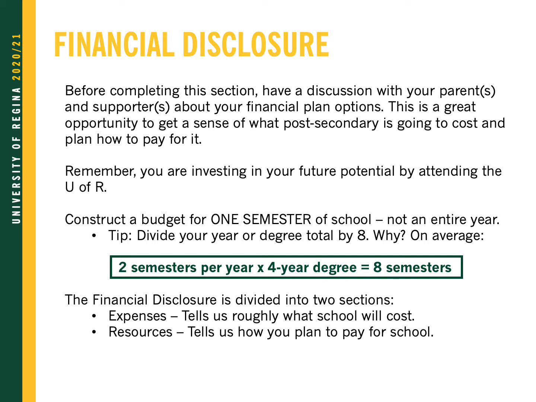The financial disclosure is separated into 2 sections, expenses and resources. Under the expenses section, we use a few different criteria to estimate how much school is going to cost you. We use the same basic parameters as Sask student loans. Under the resources section is where you disclose what resources you have access to in order to pay for your first semester of school. Let me show you how to complete these sections.